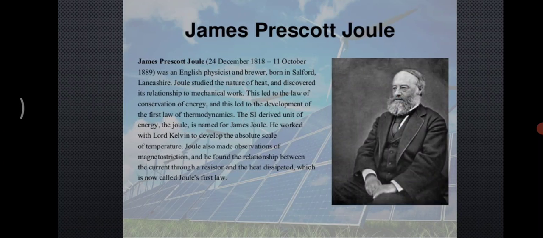The SI unit of heat, or energy, is named after this scientist: the joule. He worked with Lord Kelvin, who discovered the scale of temperature, to develop the absolute scale of temperature. Joule also made observations of magnetostriction, and he found the relationship between the current through a resistor and the heat dissipated, which means how heat is developed when a resistance is present. This is now called Joule's first law.